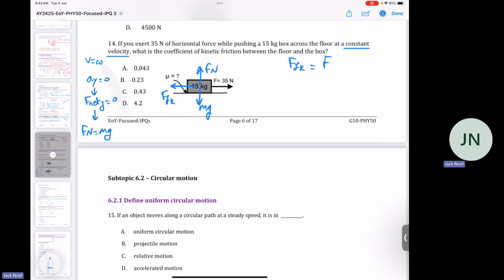Since v is constant, the acceleration along the x-axis is 0, so the net force along the x-axis is 0. And that's why we are equating Fk and F together. So mu k Fn equals F. And mu k is what we have no clue about; we are finding it. So mu k multiplied by mg equals F.